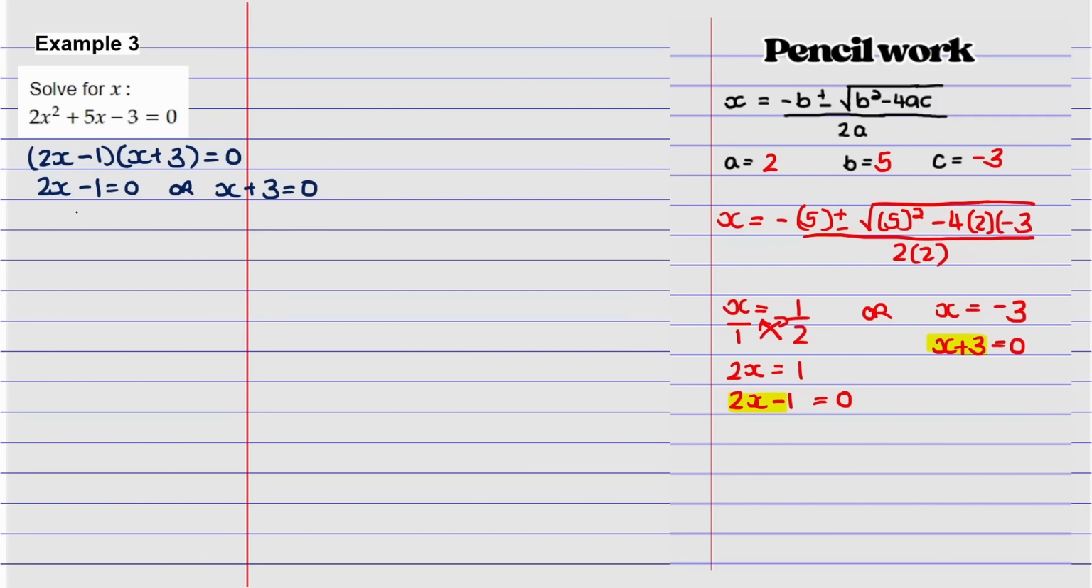Take the 1 to the other side. So you're going to have 2x equals positive 1, sorry. And here it's going to be x equals negative 3, which is exactly this. Now we're going to divide both sides by 2.